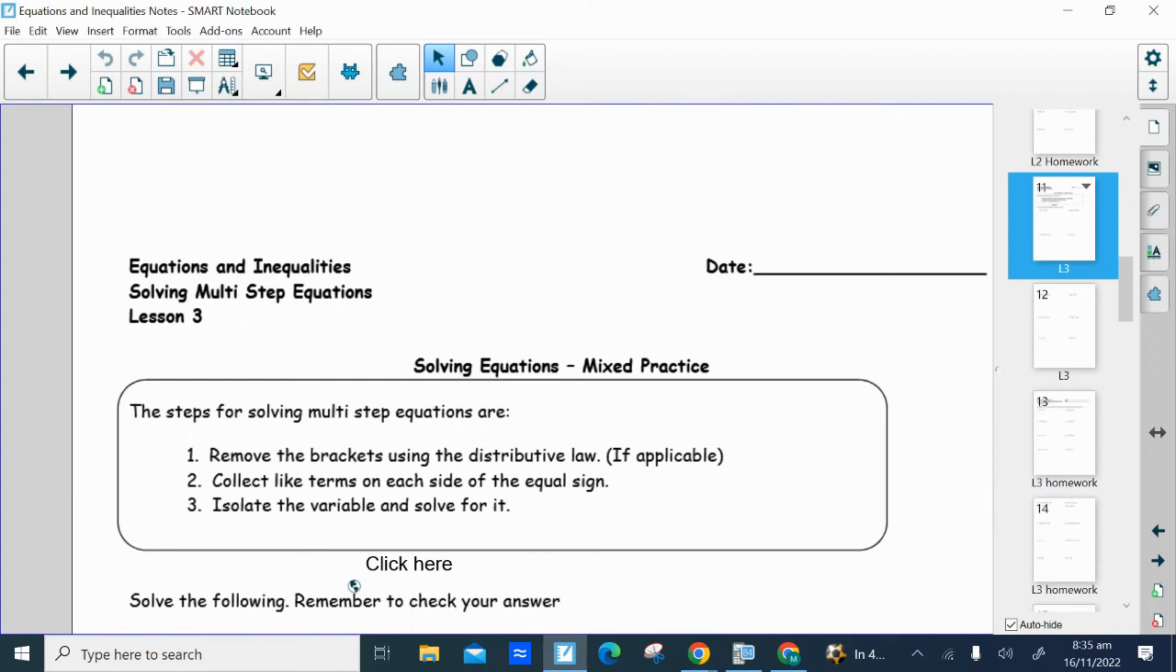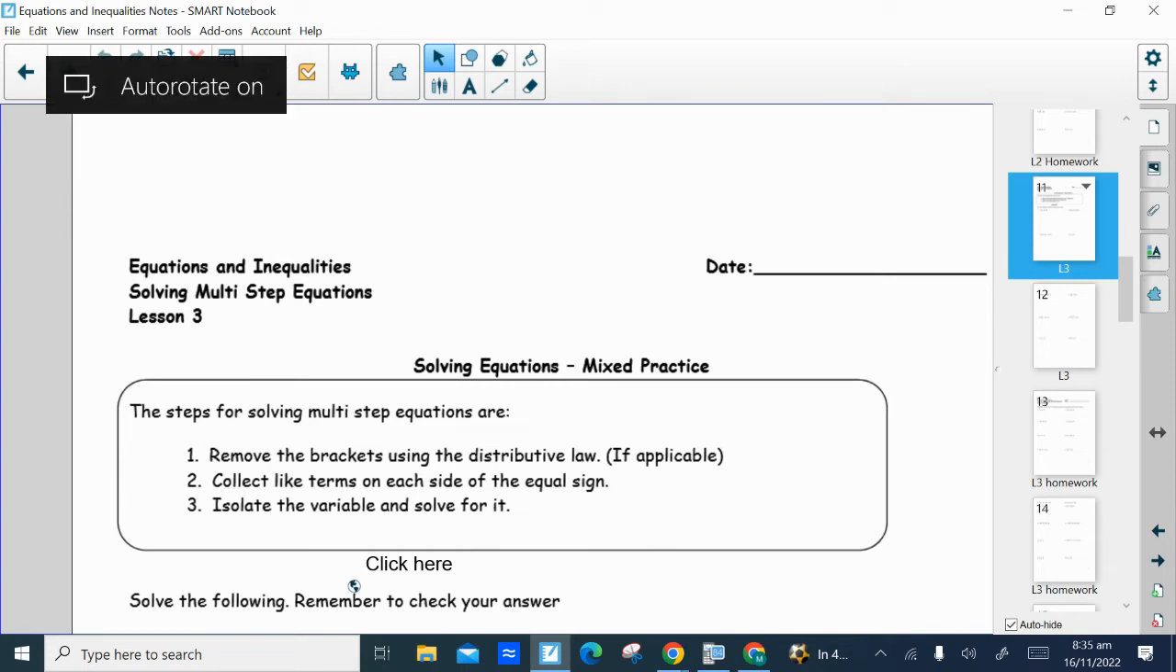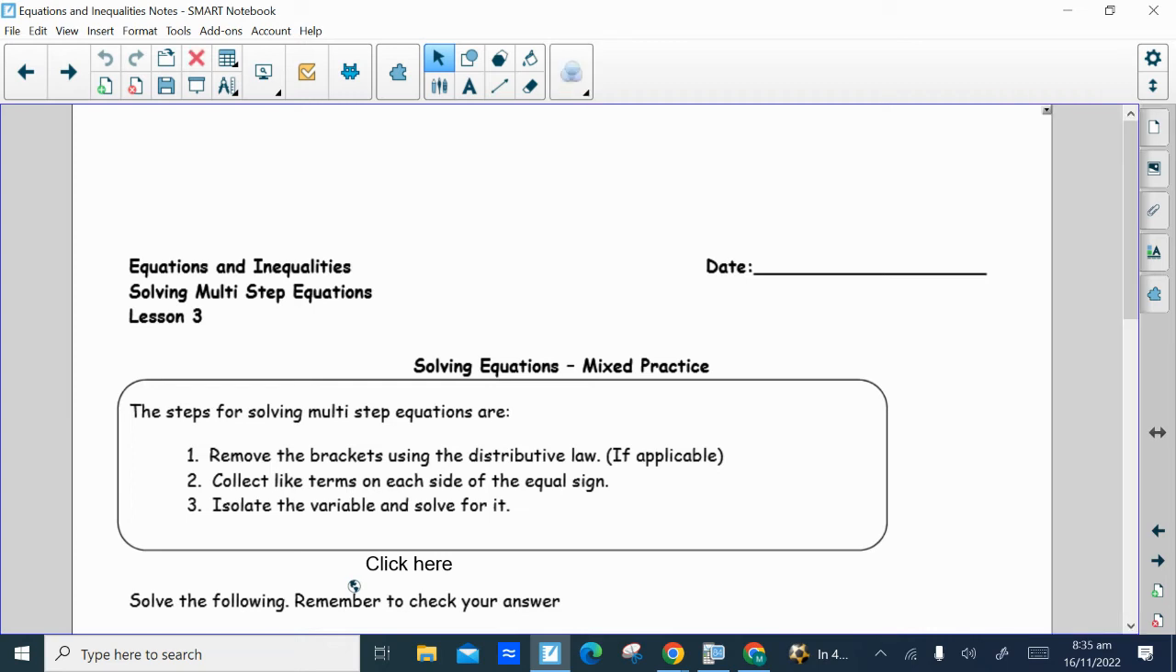Okay, so we're going to continue solving equations. I haven't put it on the board yet, but Friday you're going to have a quiz on everything that we've been looking at in this chapter. So that'll be on Friday, team. We're going to continue solving equations, some multi-step ones.